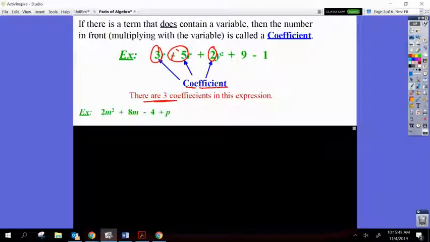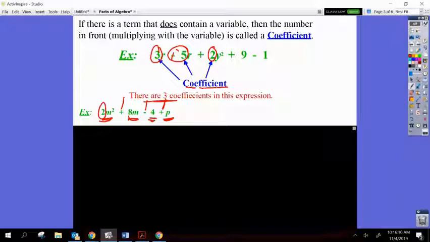Here's a nice example. How many terms are there? I'll let you think for a second. There are 1, 2, 3, 4 terms. I see 1 plus sign, 1 minus sign, 1 plus sign. So that splits it into the 1, 2, 3, 4. In this particular one, there are 3 coefficients.